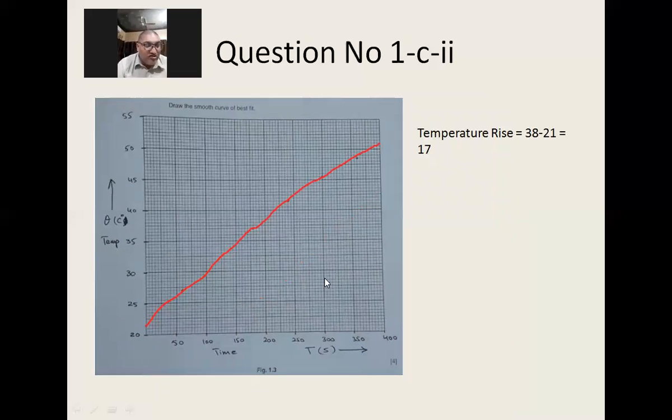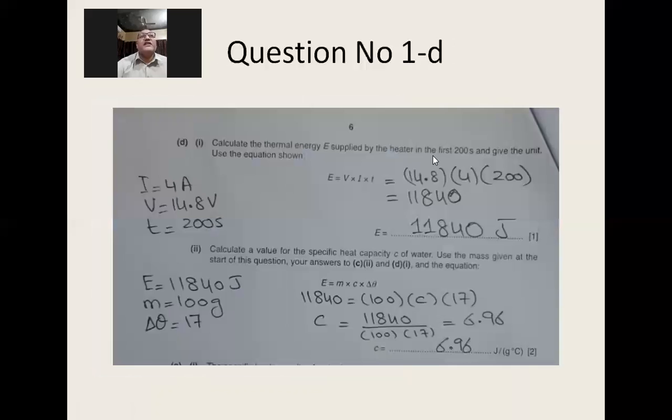Then the next question they are asking is a 2-mark question. He says, use your graph to calculate the temperature rise delta theta of the water in the first 200 seconds of the heating. So at time 0, you can see that the temperature is 21. And when the time is 200, the temperature is something like 38. So 38 minus 21 will be 17. So the rise in the temperature is 17.